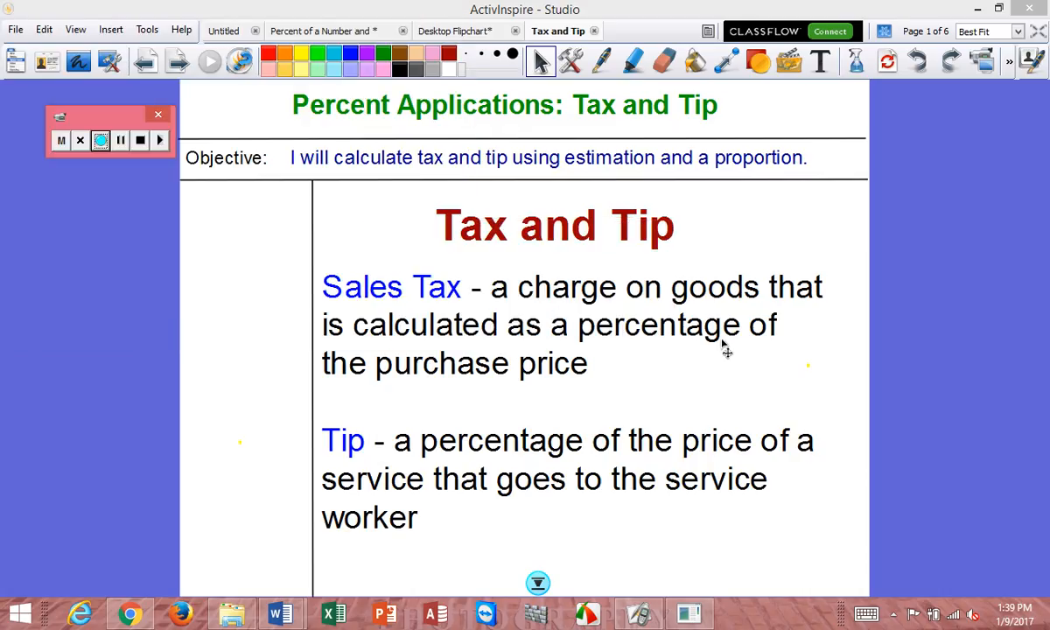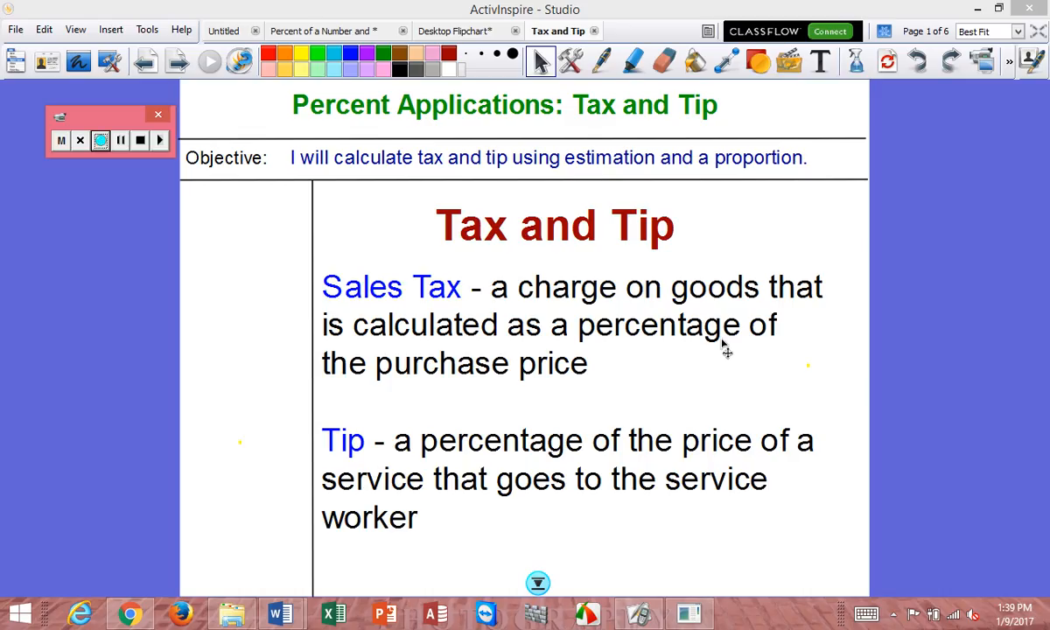Hey everyone. Alright, today's video is going to be about tax and tip. So your objective: I will calculate tax and tip using estimation and a proportion. We are going to take everything we've been doing with percents and apply that to calculate tax and tip. So let's talk about what each one of those means.